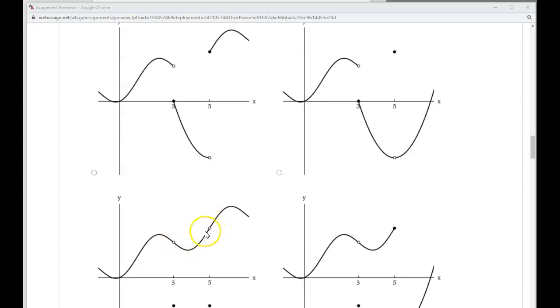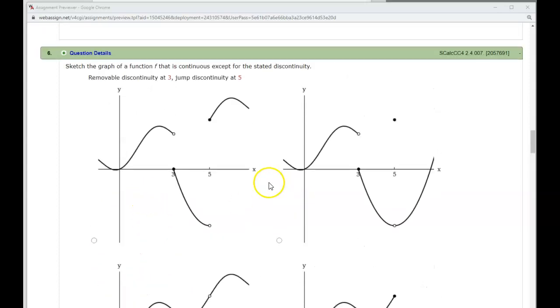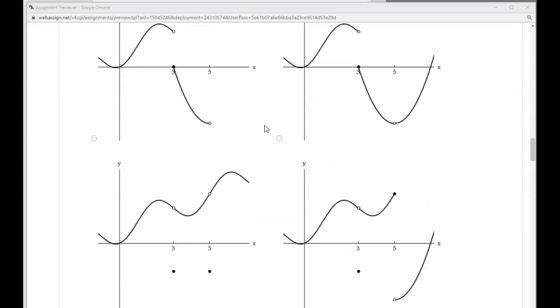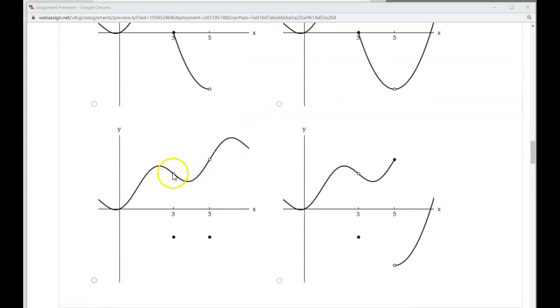So at 3 and 5 here, this is discontinuous. It's got a function value somewhere down here. There aren't any units on here because the question didn't need units. So here it wants you to put a removable discontinuity at 3 and a jump discontinuity at 5. So the one I showed you has removable discontinuities both, so it can't be this graph.